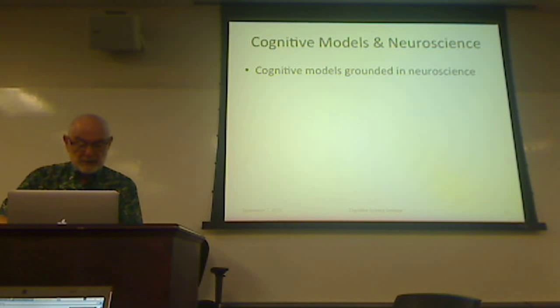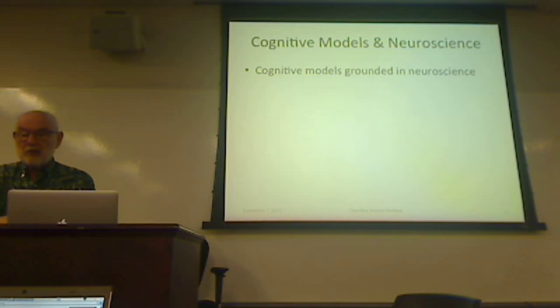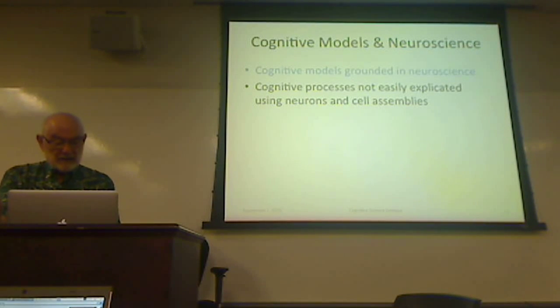Cognitive models in neuroscience. We have to ground them in neuroscience. Otherwise it won't work. Cognitive processes are not easily explicated using neurons and cell assemblies. If you wanted to explain a chemical reaction, you probably want to look at elements and molecules. You don't want to look at subatomic particles. You don't want to look at muons and exons and so forth.